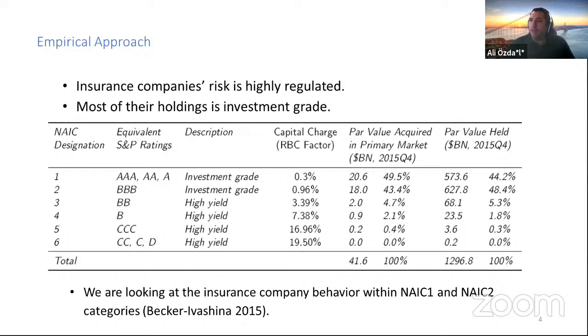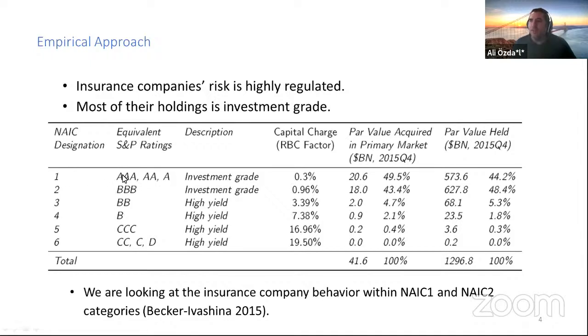So I want to outline our empirical approach. Like we discussed earlier, insurance companies' risk is highly regulated, and most of their holdings are investment grade. If I remember correctly, we took this table from the Becker and Ivashina Journal of Finance paper that was published in 2015. Basically, if you look at the different rating categories for corporate bonds, there are 6 NAIC rating categories. The NAIC is the National Association of Insurance Commissioners, which deals with the regulation and data collection of these insurance companies.